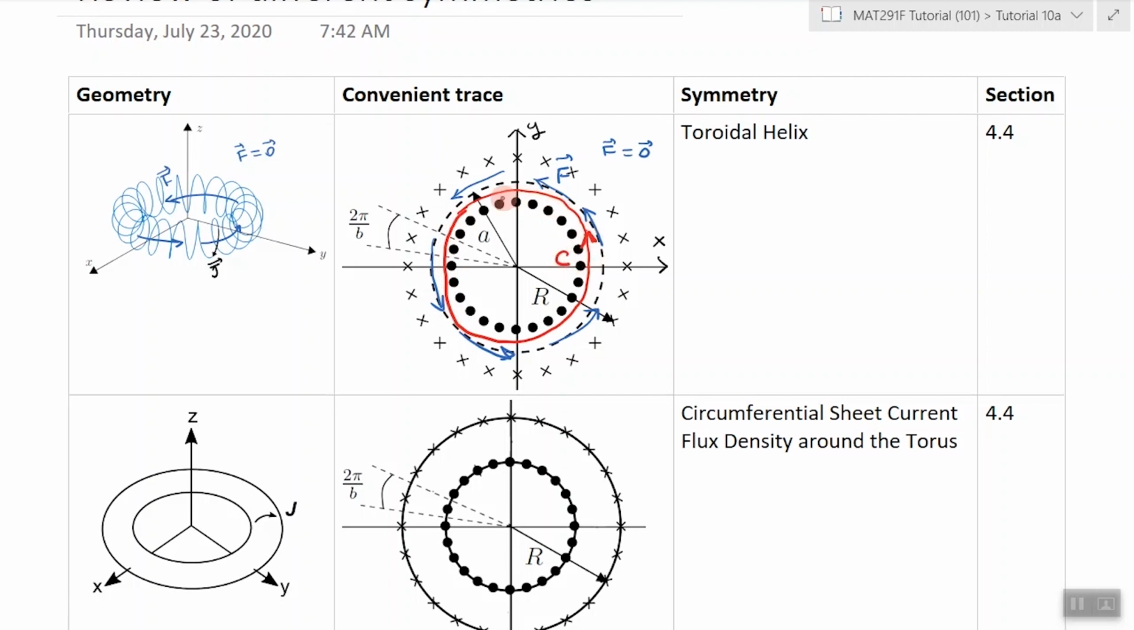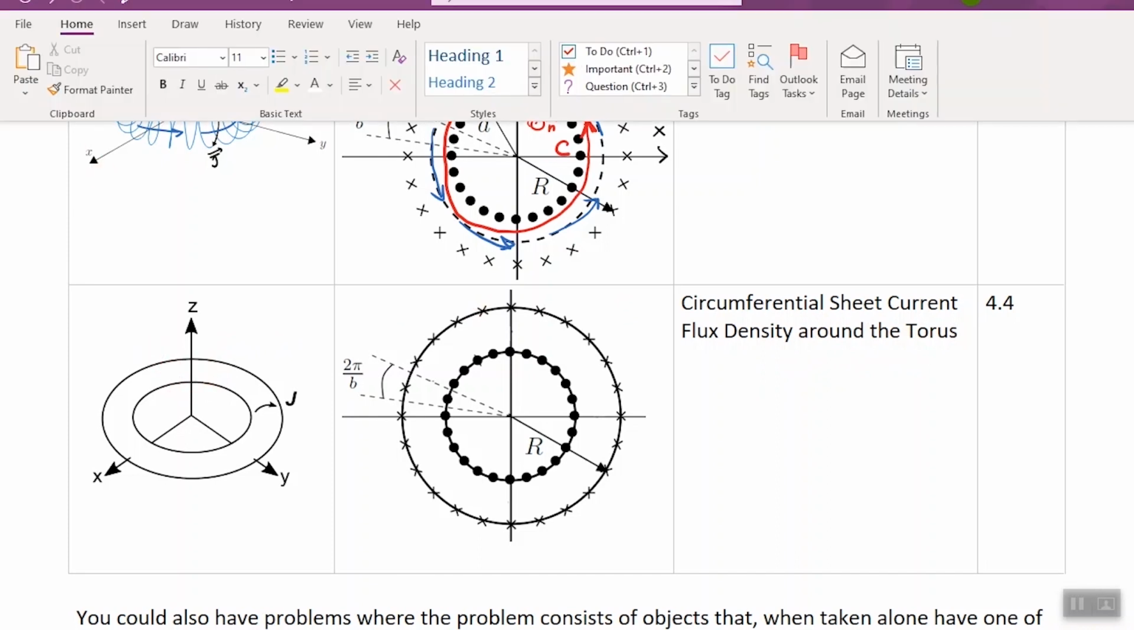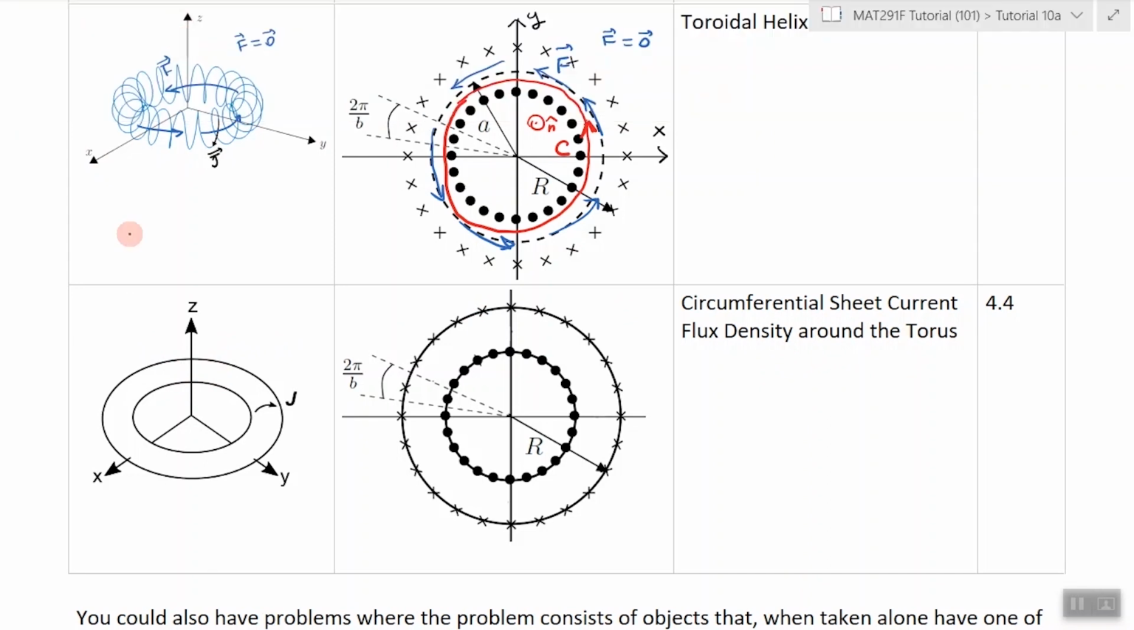You also want your contour to be aligned with the field, right? And this is the normal vector I was talking about. In the same section, there is a discussion about circumferential sheet current flux density that's going around a torus. So it's exactly the same kind of situation. The only difference is that instead of having a helix with wires, you would have a surface current that's going on this shell like this.